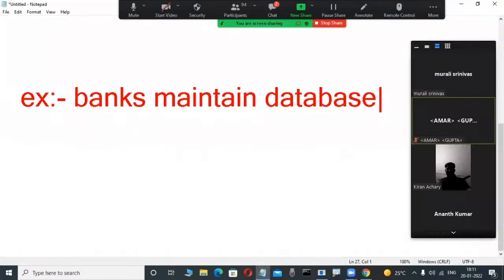Now all the transaction information I want to store permanently. Then only we are operating all the things. That's why banks maintain databases. Banks means everyone understands.